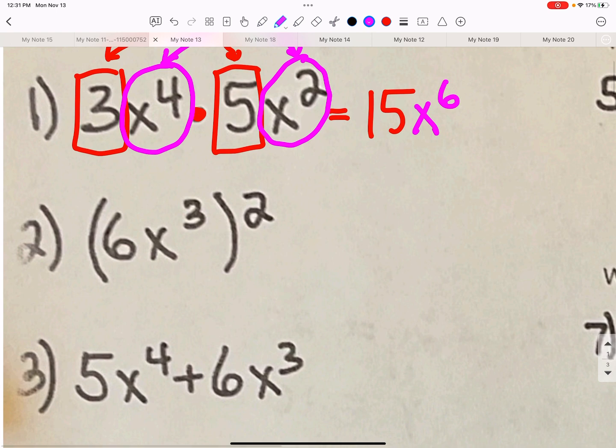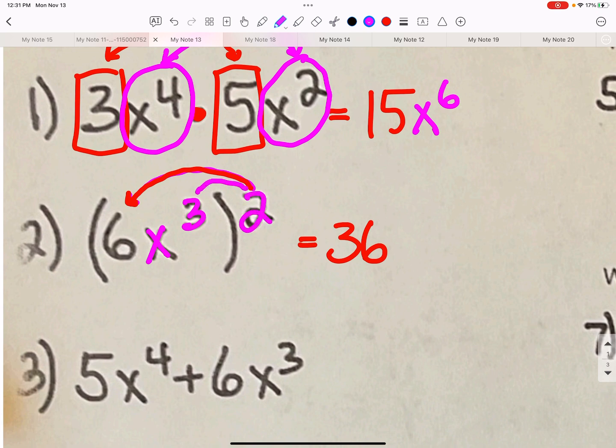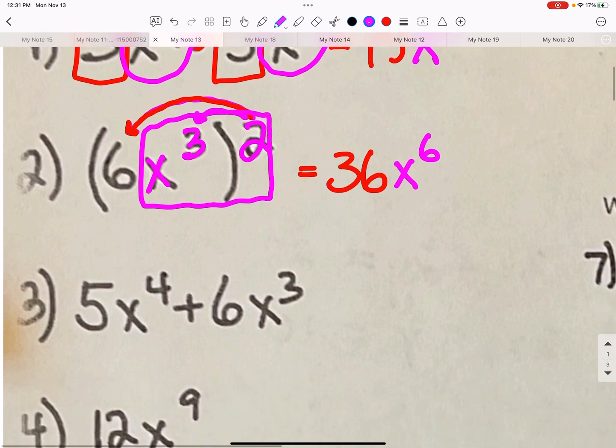So for number 2, we have 6x to the 3rd power to the 2nd power. So we have 6 to the 2nd power, which is just 6 times 6, which is 36. That's what 6 to the 2nd power is. It means 6 times 6. But if we try to take this x to the 3rd to the 2nd power, we don't just do 3 to the 2nd power is 9. We do 1 less than powers. 1 less than powers is multiplication. 3 times 2 is 6. So for the powers part, we do 1 less. For the normal numbers part, we do exactly what it's asking us to do.